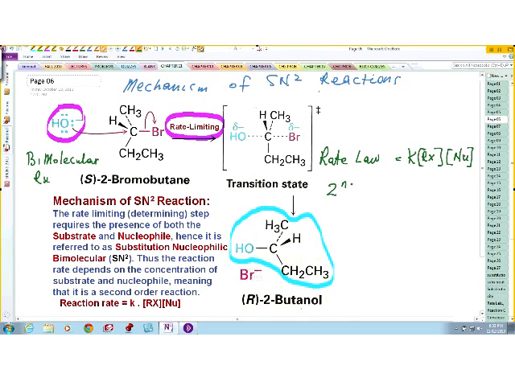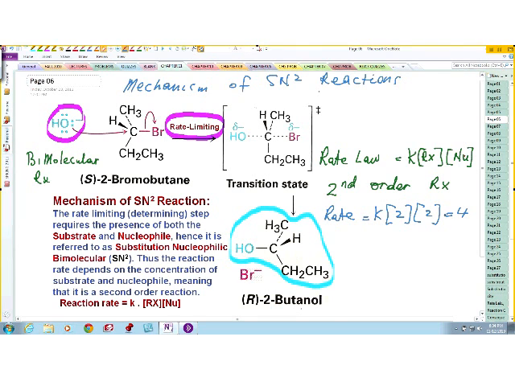So we say this is a second order reaction, because the rate limiting step requires that both of those must be present. Say for example, let us assume that we have a reaction in which the concentration of the substrate is 2 moles per liter and the concentration of the nucleophile is 2 moles per liter. So what would be the rate of the reaction? Let us look at it. 2 moles per liter of the substrate and 2 moles per liter of the nucleophile. And what do we get here? At this point, let us just ignore the constant. So we get the value of 4 for the rate of this reaction.